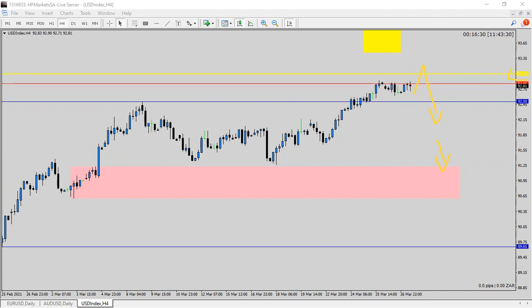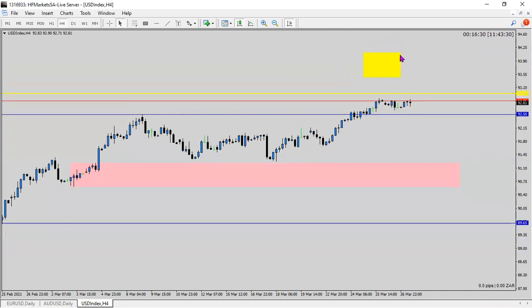Now, if it does not respect 93.05, this yellow block that I've got marked in here is my next rejection zone. That is the highest point that I would expect sellers to come into this market. If we were to map it out, we'd put it between 93.40 and 94. That would be the highest level that I would actually expect sellers to come in and push this market back to the downside.